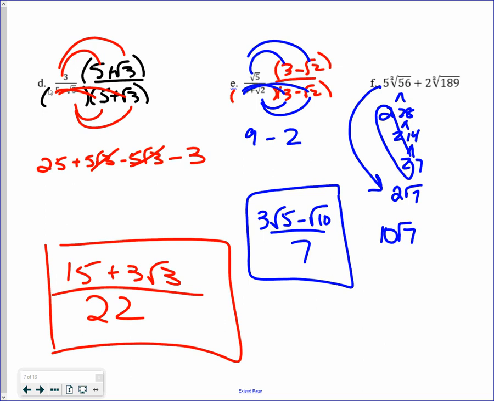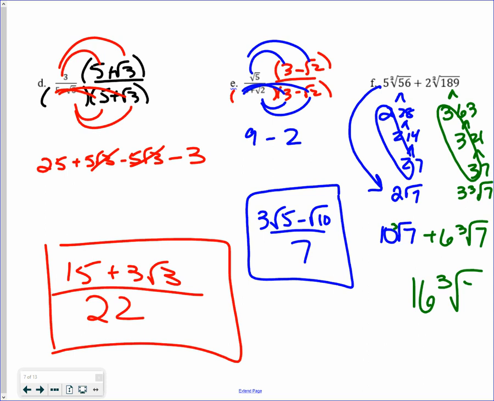Next one, I'll go ahead and change colors here. Cube root of 189. It's divisible by 3. 3 times 63. 3 times 21, which is 3 times 7. There's a group of 3 3's and a cube root of 7 left. Times the number on the outside makes 6 cube roots of 7. So now 10 cube roots of 7 plus 6 cube roots of 7 makes 16 cube roots of 7.